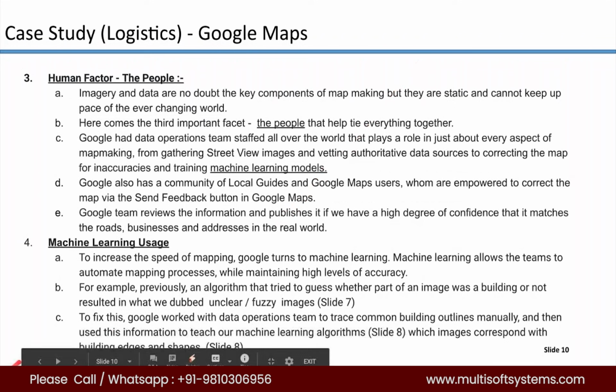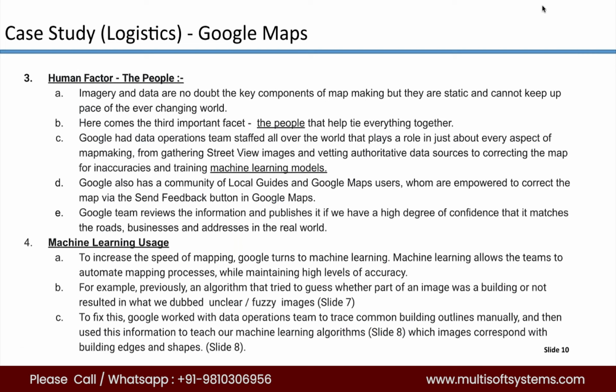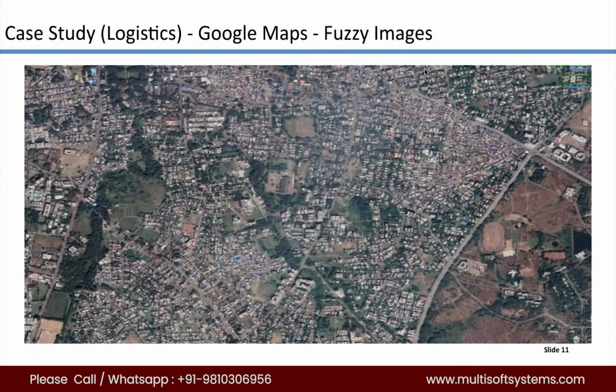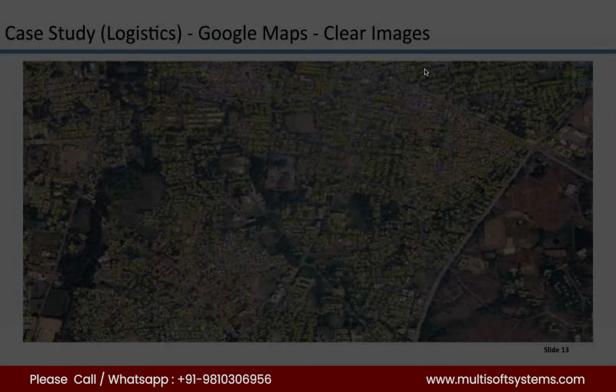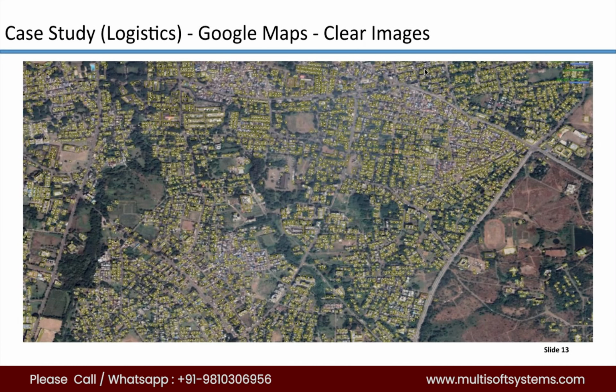What they will do is, to fix this, Google worked with the data operations team to trace common building outlines manually. Go there and outline them, right? So maybe if in an area there are like 50 buildings, they'll go and make a sketch of maybe 5 buildings or 10 buildings, right? Feed this information into a machine learning algorithm, and then the machine learning algorithm is going to give a better picture. The image corresponds with the building edges, which basically gives you a better picture. So here is what it was for Google without machine learning. Fuzzy images, they did this. I'm going to come back to that, and they came up with this much clearer picture, right?